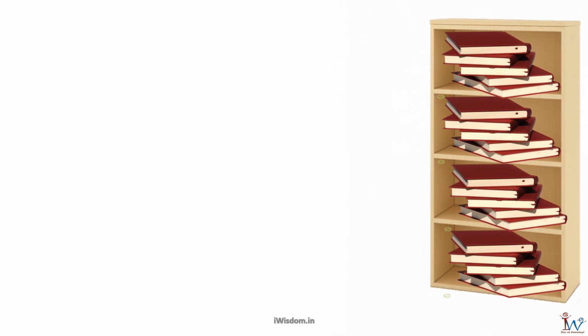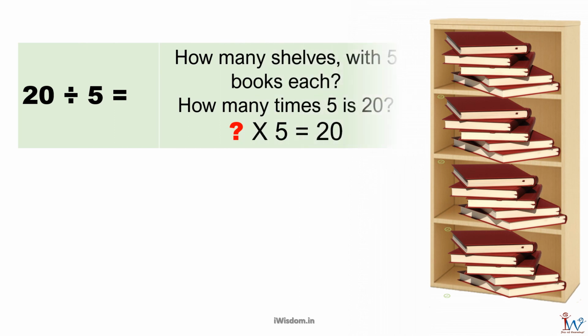Unlike the problems we solved in session 1, here we were given the group size, that is 5 books. We were asked how many groups we can form of size 5 from 20. The question we ask is, how many times 5 is 20? By recollecting the multiplication table 4 times 5 is 20, we determine 20 divided by 5 is equal to 4.